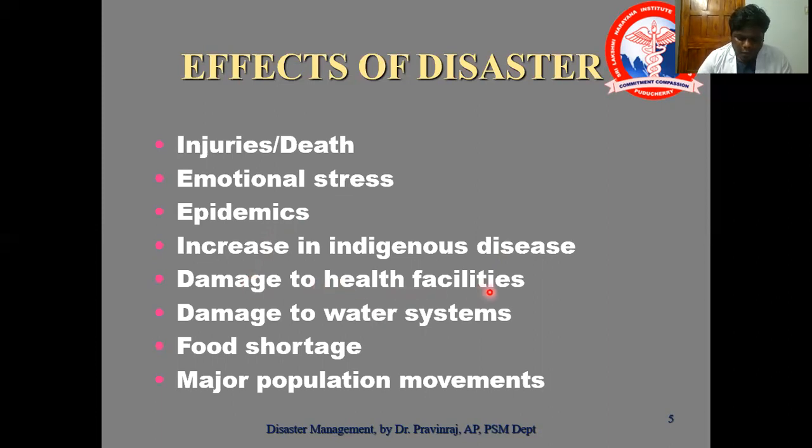And damage to health facilities. So if there is a disaster like a cyclone in that particular area, there will be a chance of damage to health facilities, then damage to the water system also. Like in a flood, cross contamination of water can occur, and food shortage will be there. Then the population can move from the disaster place to other places, and also outside people can come inside to help.